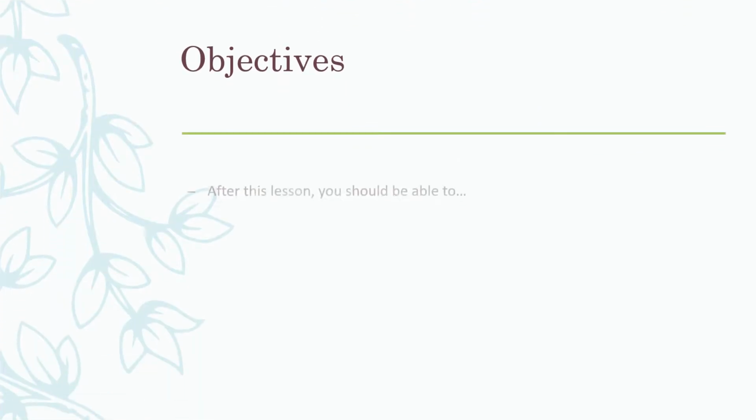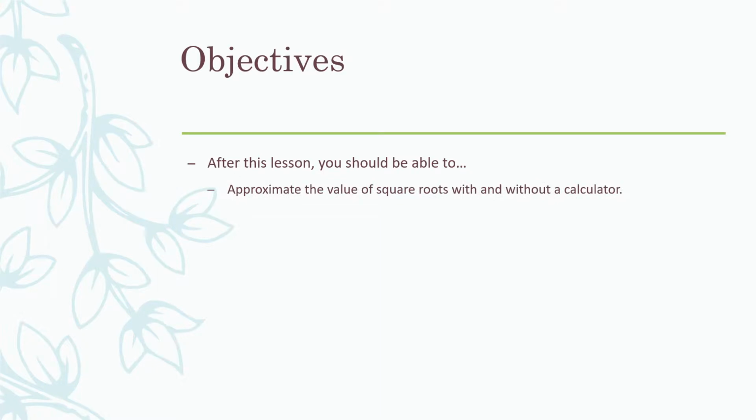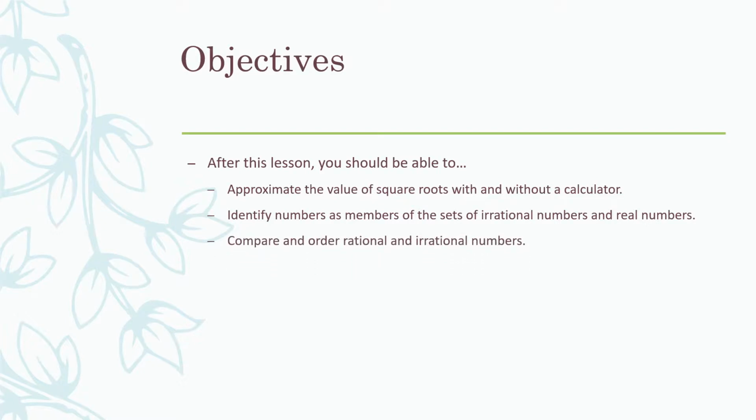Our objectives for today, after this lesson, you should be able to approximate the value of square roots with and without a calculator, identify numbers as members of the sets of irrational numbers and real numbers, and compare and order rational and irrational numbers. And also find the length of a side of a square when you're only given the area.